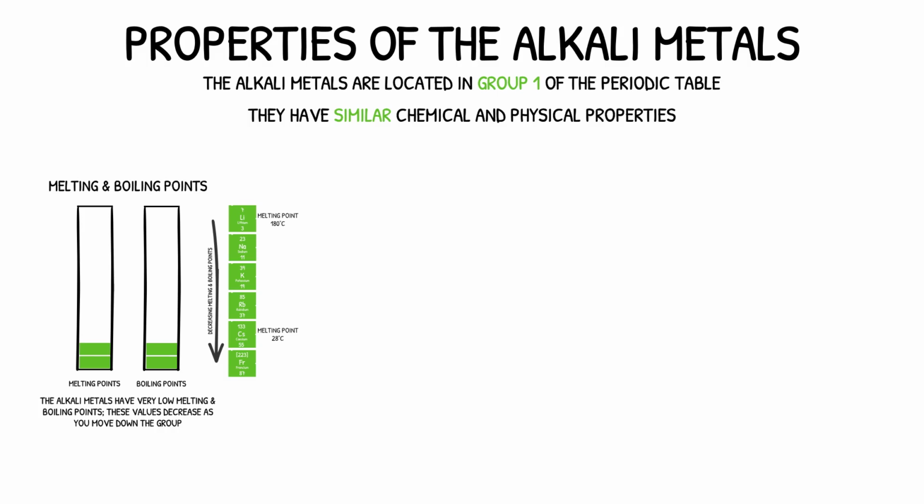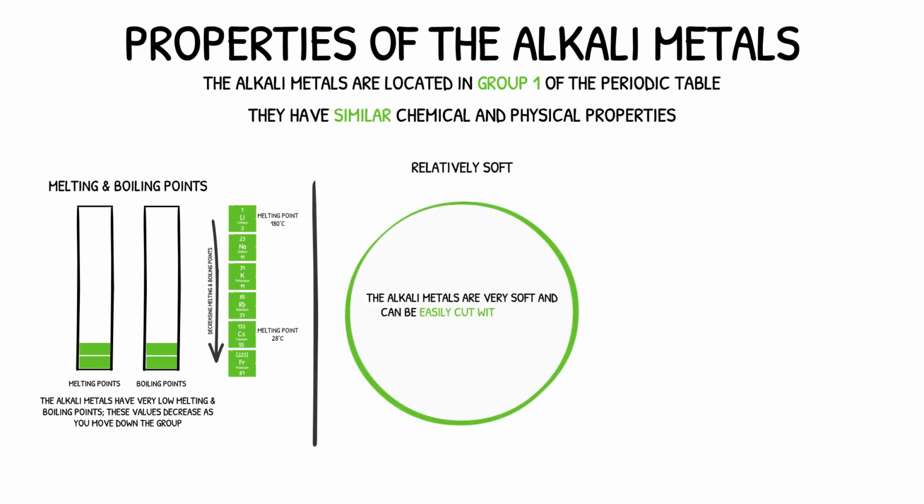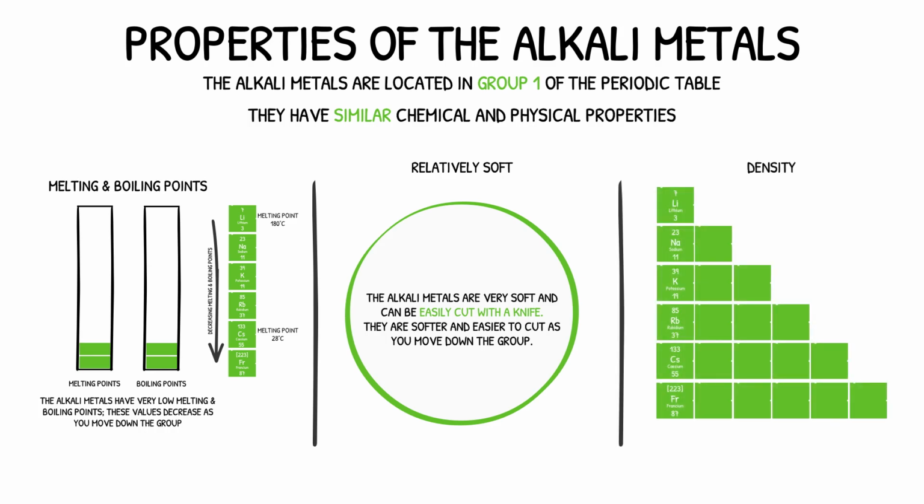The alkali metals are also very soft and can be easily cut with a knife. As you move down the group, each metal becomes softer and therefore easier to cut. As well as being soft, the alkali metals also have very low densities, with lithium, sodium and potassium being so low in density that they are able to float on water. The density of each alkali metal increases as you move down the group.